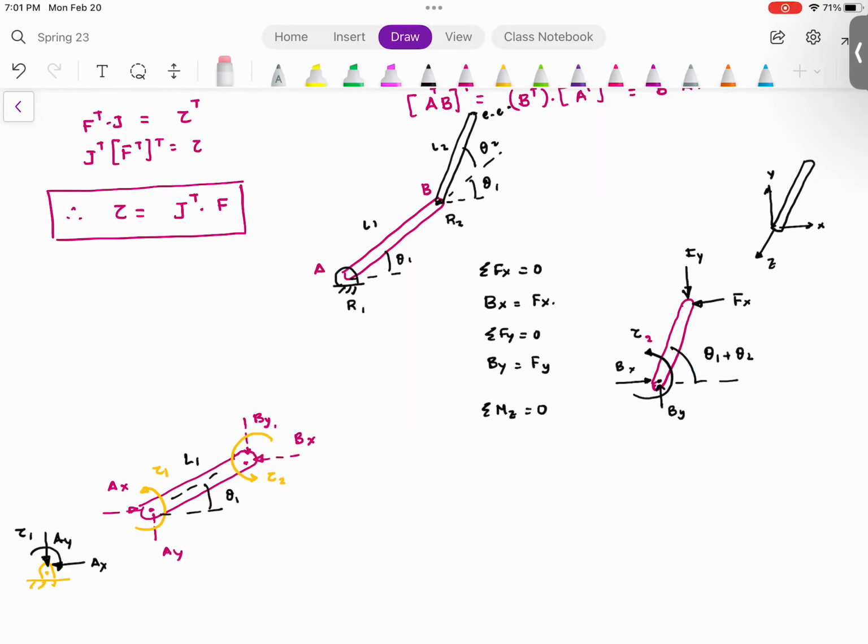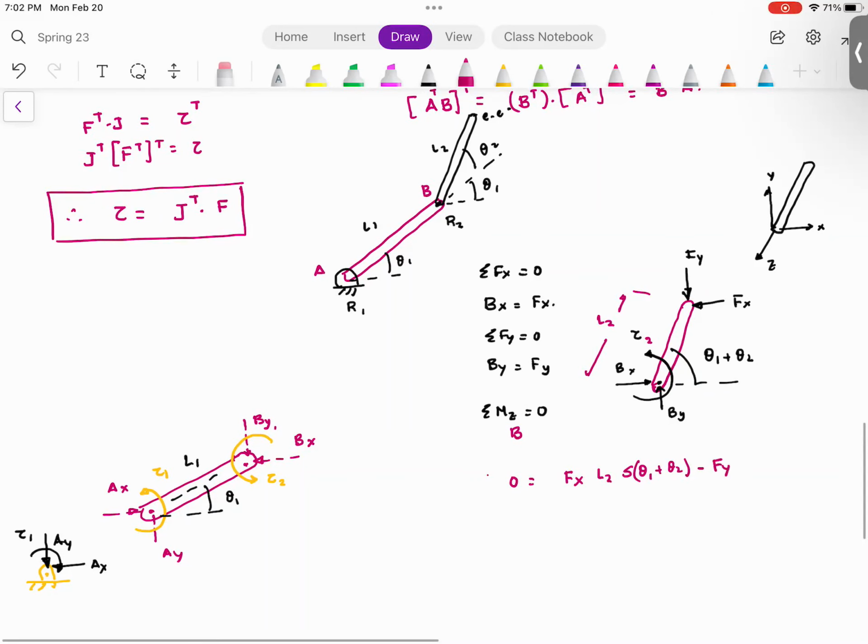Summation of moments, Mz. I'm going to take moments about B. If you look at the moment given by Fx, this is L2. So the summation of moments is going to be Fx L2 sine(theta 1 plus theta 2), so this is positive, minus Fy, and this is going to be L2 cosine(theta 1 plus theta 2). You agree with me? Everyone understands?